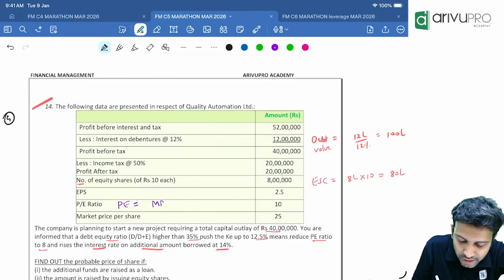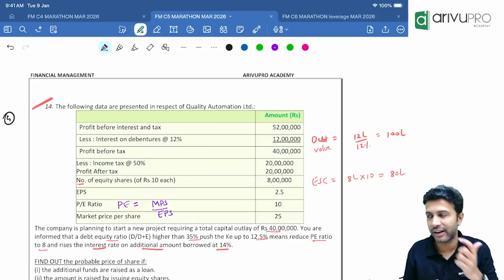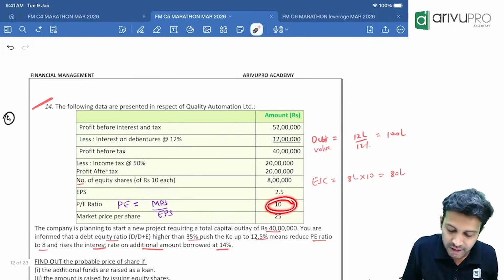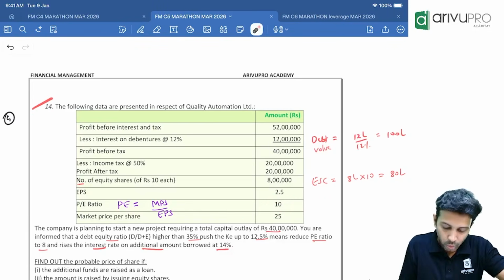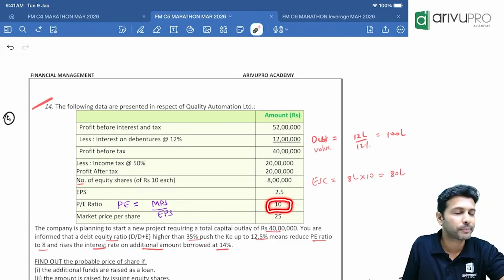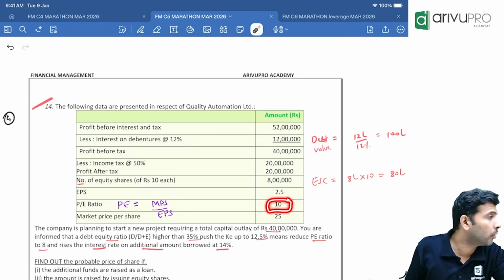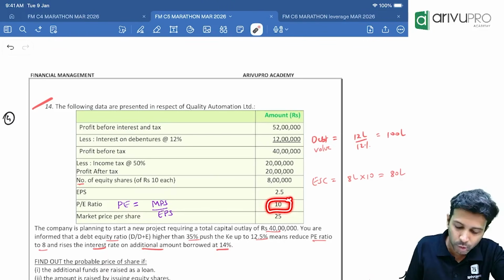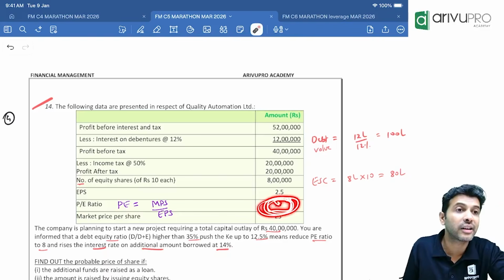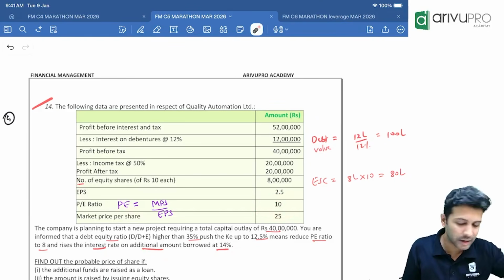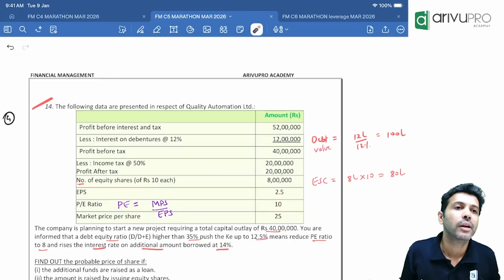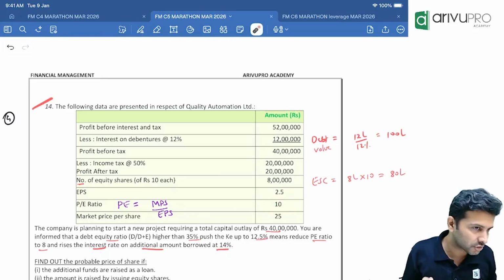Price here refers to MPS. E here refers to EPS. From MPS, if you divide by EPS, you will get the price earning multiple. How much is that? 10. What is the meaning of P/E multiple? If the company has an EPS of 1 rupee, investors are willing to pay 10 rupees to buy the company's shares. For 1 rupee earning, investors are willing to pay 10 rupees. That's what the P/E multiple tries to calculate.